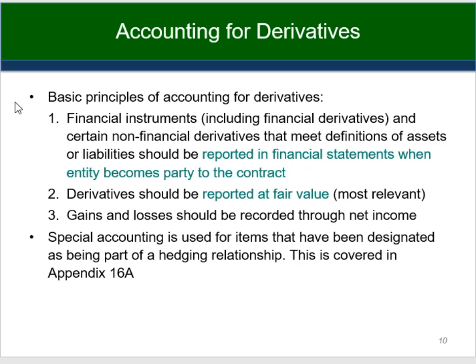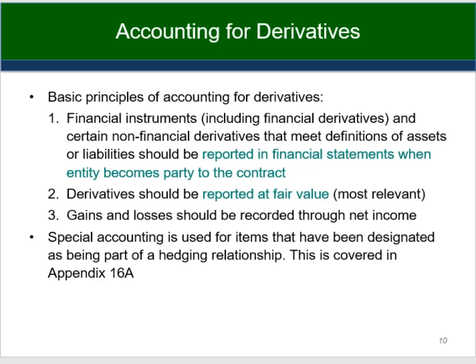So the basic principle of accounting for derivatives, financial instruments, including financial derivatives, and some kinds of non-financial derivatives that meet the definition of assets or liabilities, which we have learned earlier, is that they should be reported in the financial statements when the entity becomes party to the contract. So when you actually have created an asset or created a liability, it should be reported in the financial statements. Derivatives should be reported at their fair value. So that would be the intrinsic value plus time value for an option.